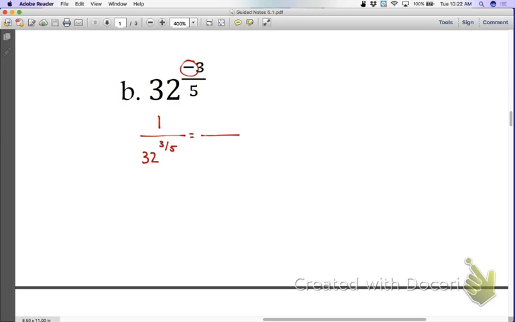So then as I go, I'm going to have the 5th root of 32, and then all of it is cubed. Now, we didn't have a list for 5th powers. What you probably want to do, what's 1 to the 5th power?